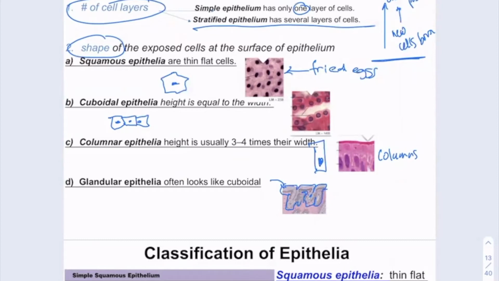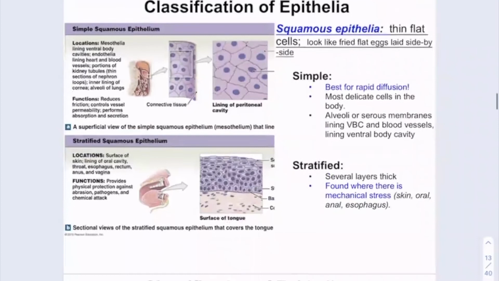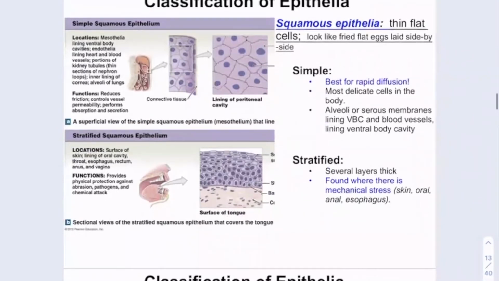There, and so that's the epithelium. So, classification of epithelium, you have simple squamous and stratified squamous. So simple squamous is one cell layer thick. Now, if it's one cell layer thick, right, that's not very thick. That's really thin. One cell layer is tiny.